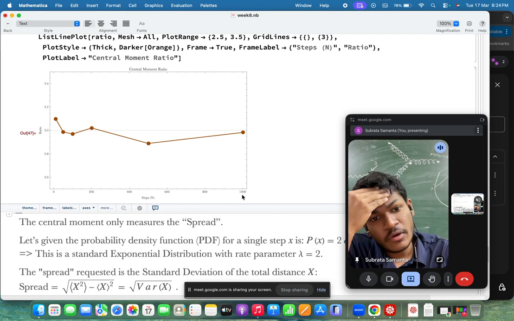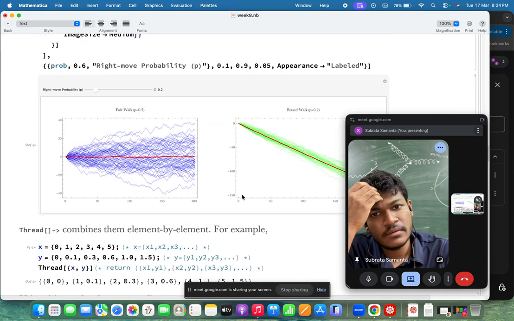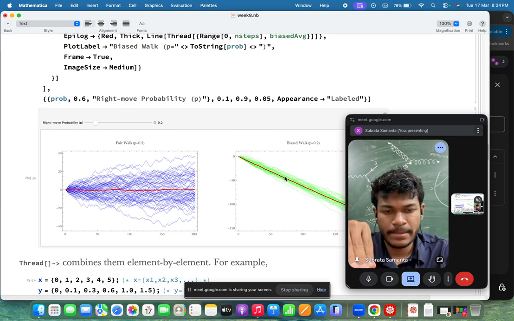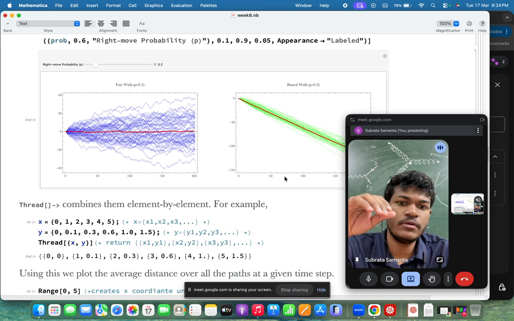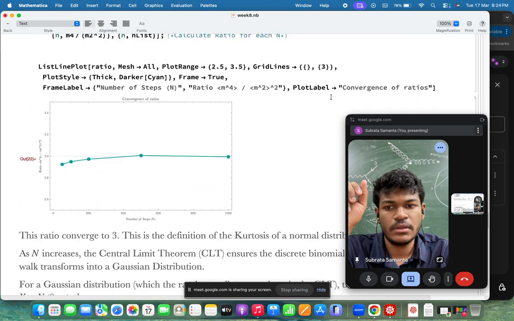So, central moment only measures the spread, right. Once you calculate the central moment around the average, that actually measures the spread. That is the crucial point.